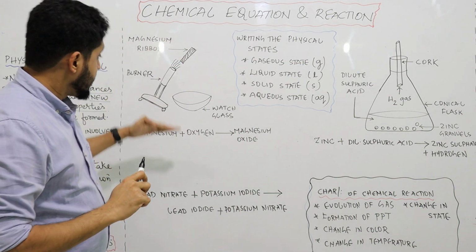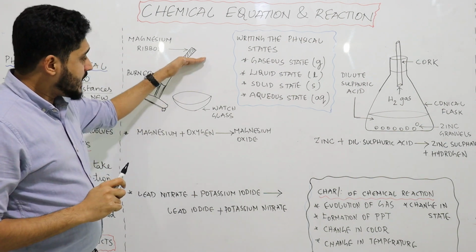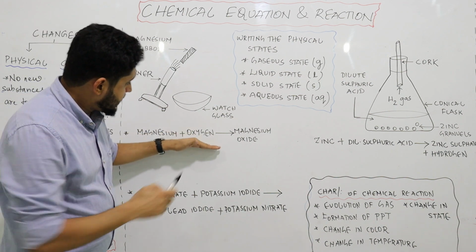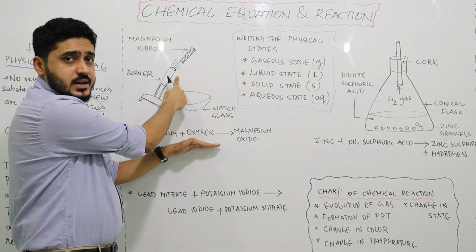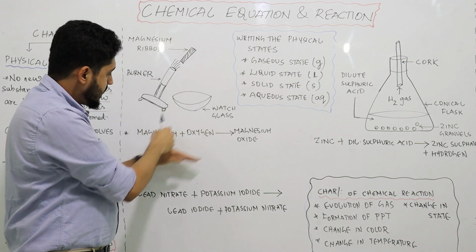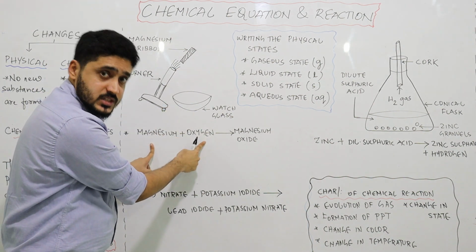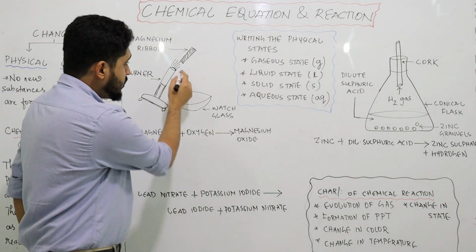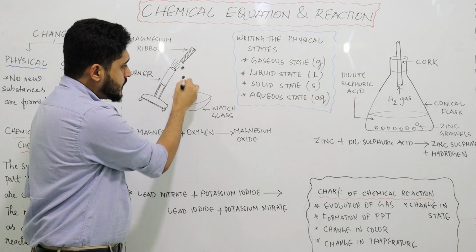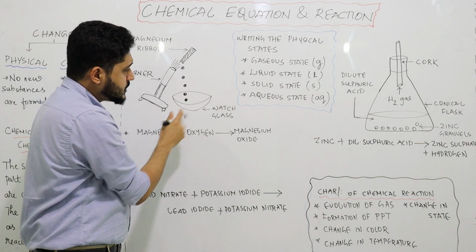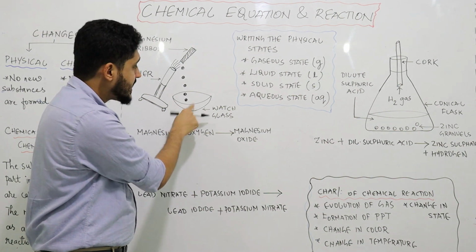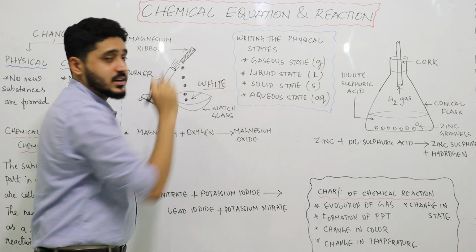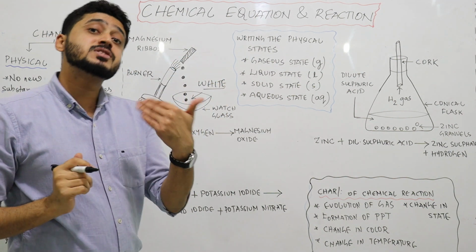Now, once you remove the oxide layers of magnesium, when it gets combusted with the help of oxygen, that means magnesium is reacting with oxygen to give you magnesium oxide. Now, when you burn this, the powder of magnesium oxide will fall onto the watch glass, and it is white in color. So, a new substance is formed.